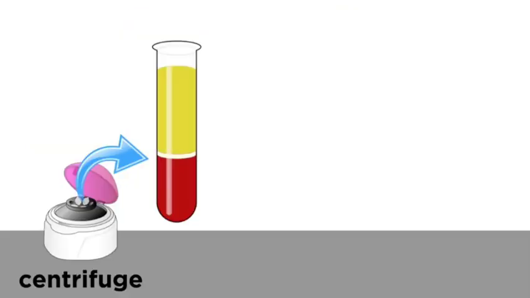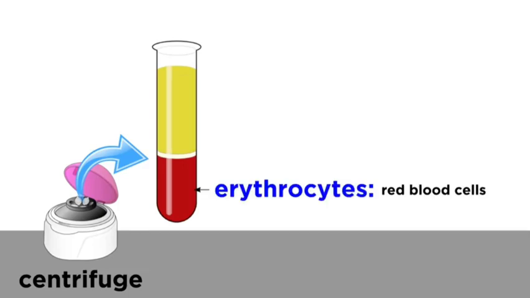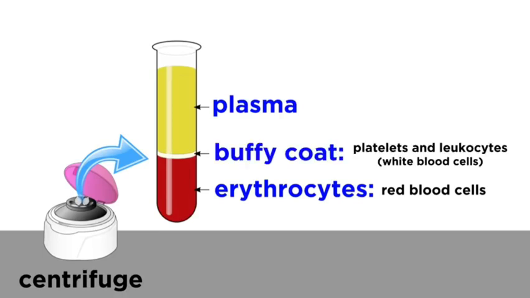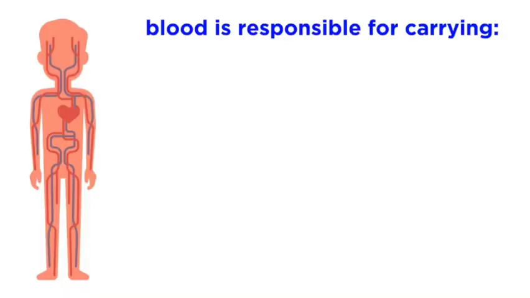If we place blood in a centrifuge, it will separate into its components. The densest section is comprised of erythrocytes, or red blood cells, and the least dense section will be the yellowish plasma. They are separated by the buffy coat, a white layer containing platelets, as well as leukocytes, otherwise known as white blood cells.